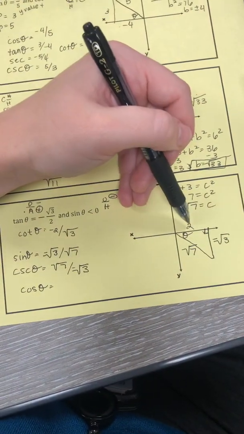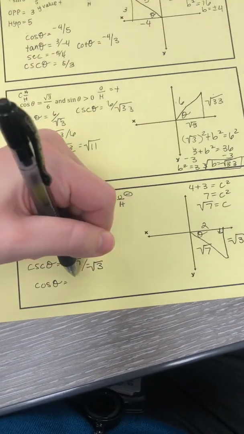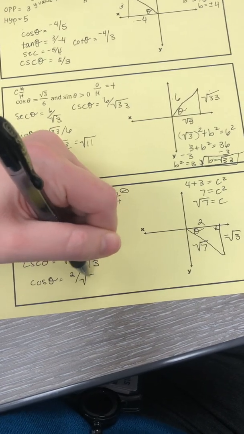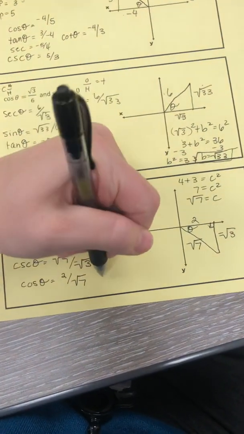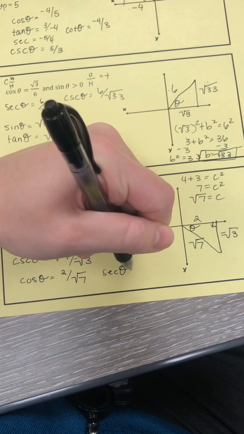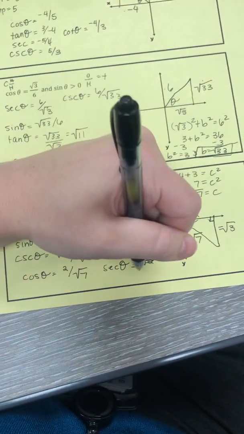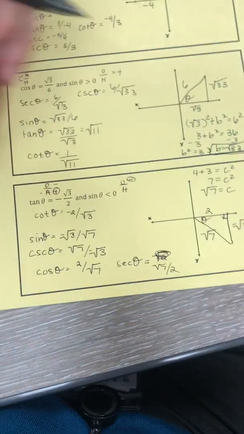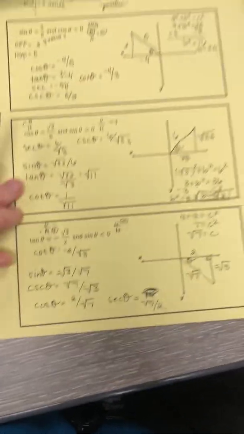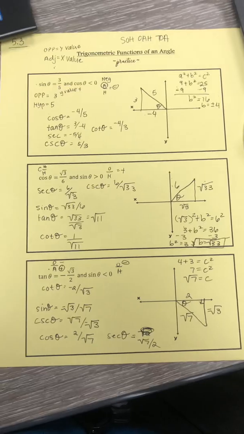And then we have cosine, which is going to be adjacent over hypotenuse, 2 over the square root of 7. And then we have secant, which will just be the square root of 7 over 2. All right, and that is the basics of trigonometric functions.